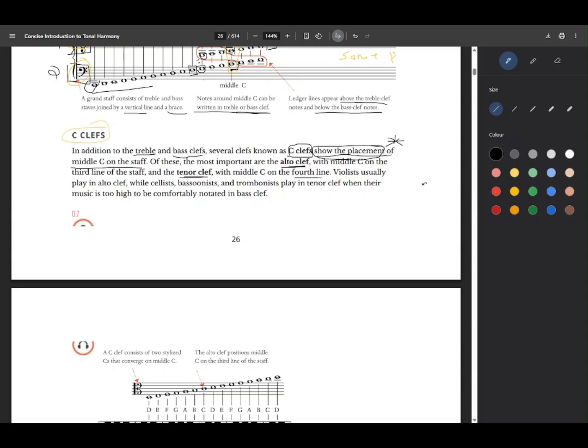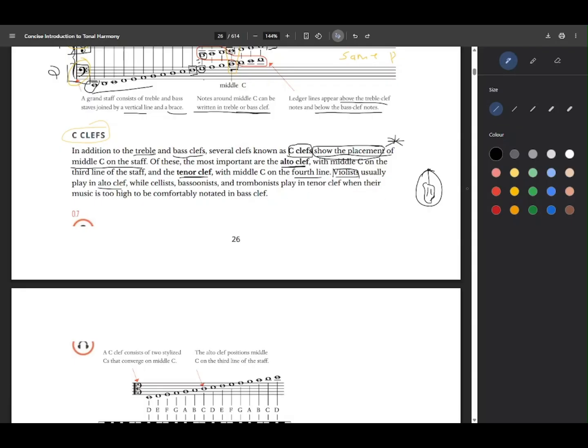Violas, which is that funky, let me draw a violin here. They have these little holes on the side, the strings. It's a bigger one than this. Violas, slightly bigger than a violin, usually play in the alto clef, while cellos, bassoons, and trombones, not always, but occasionally, will play in the tenor clef when their music is too high to be notated in the bass clef.